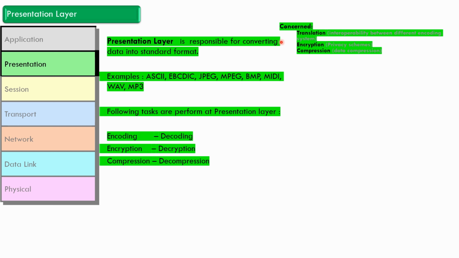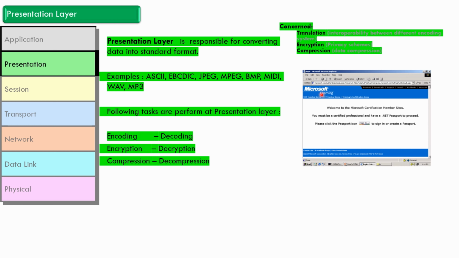Its major concern is translation between different encoding systems. We need to use the same encoding methods on both sides. Encryption also uses privacy schemes; encryption itself is a huge topic, and we can talk about it in the security session. Compression also, data compression, we need to check at that time. Okay.